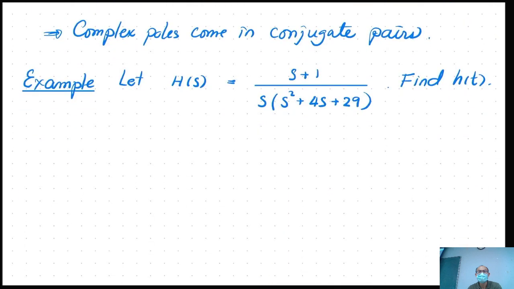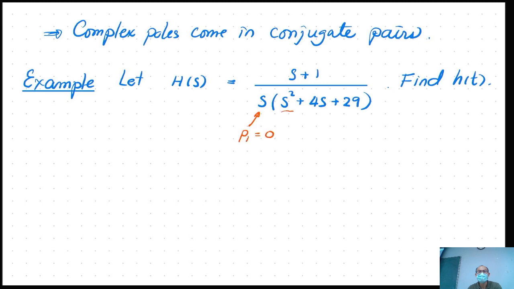For example, let's look at this case. H(s) is equal to s plus 1 over s times s squared plus 4s plus 29. We want to find the inverse Laplace transform of this particular function. Now, this case is easy, because the pole associated with this term is 0. So we know right away that here we have P1 equal to 0.